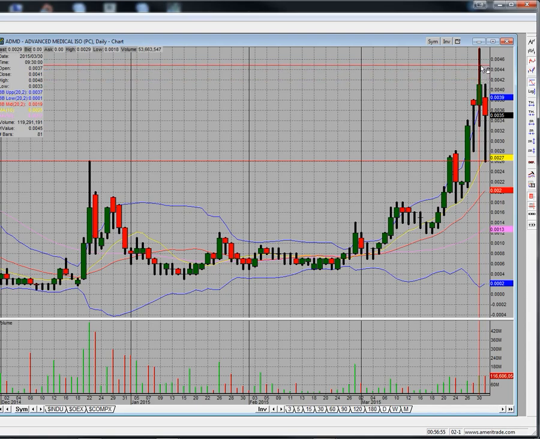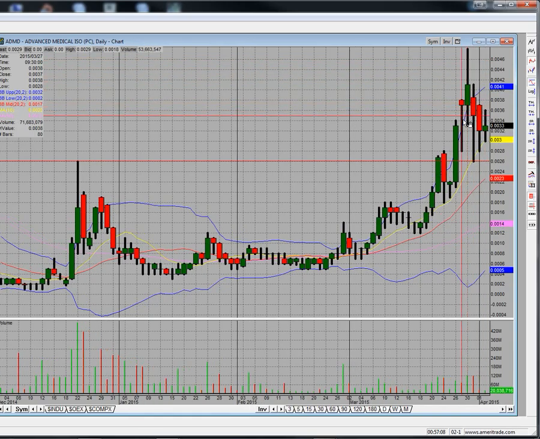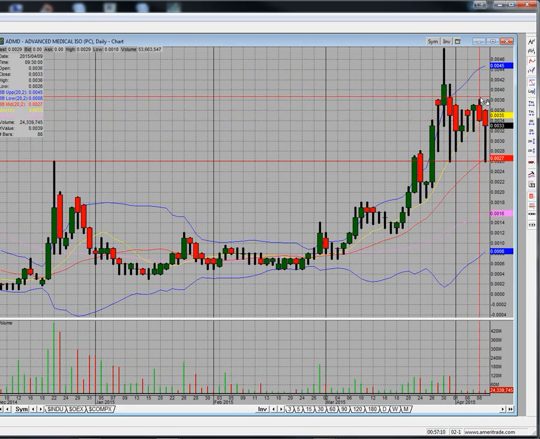because it's closing below the midpoint of that candle. If it closed at the midpoint or above, that would indicate a probability of a higher move the following day. So it starts to consolidate. It tries to get back up.